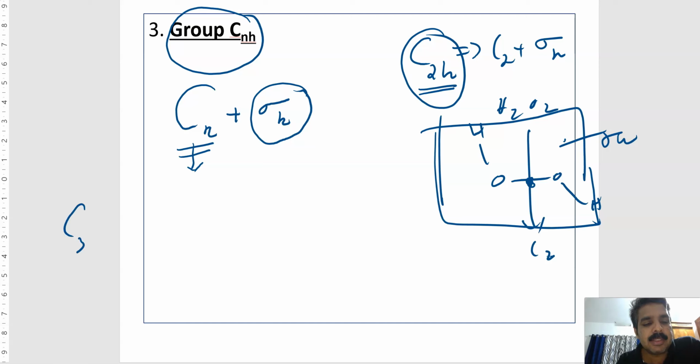Another example is C3h. The molecule is planar H3BO3. H3BO3 structure is like this.